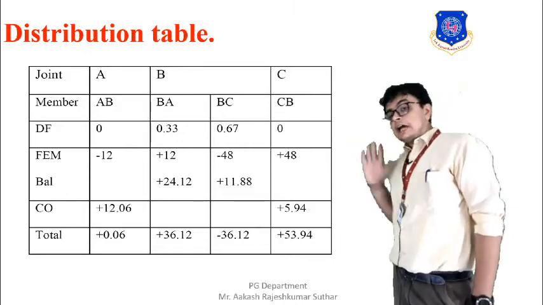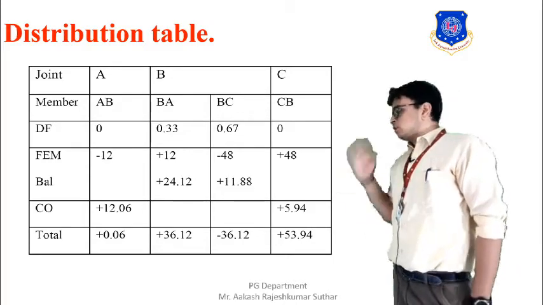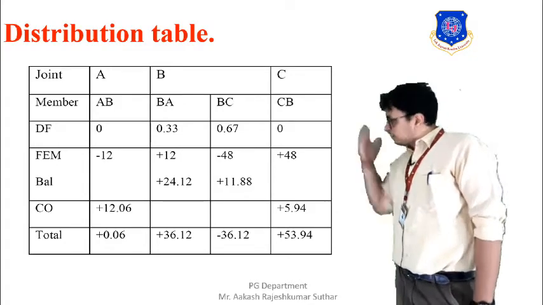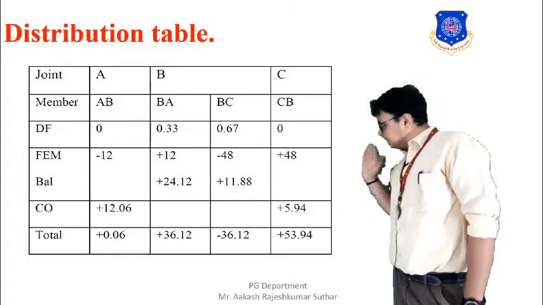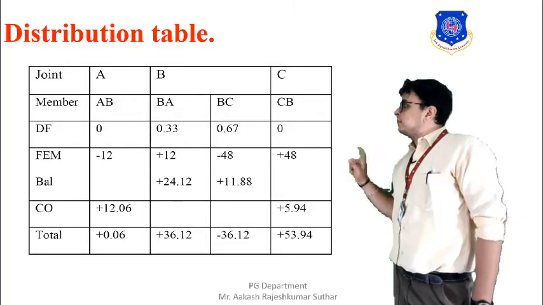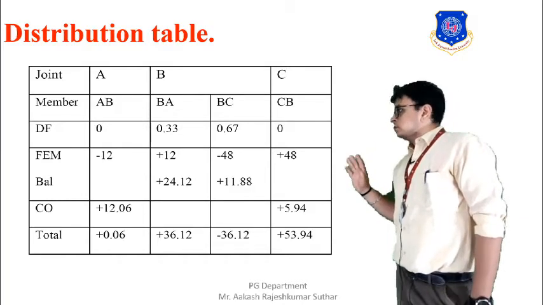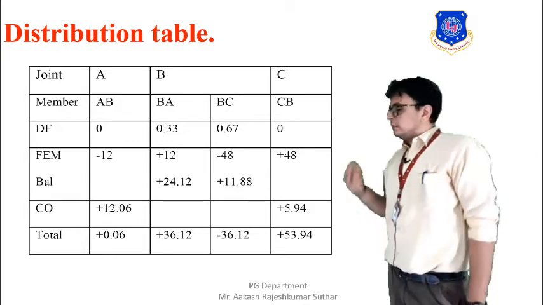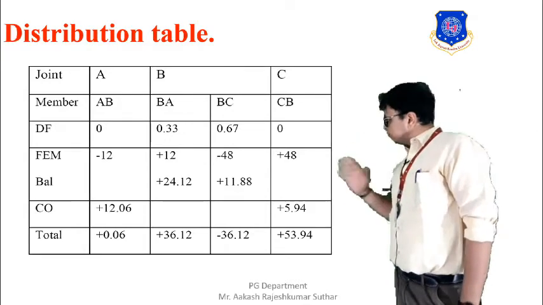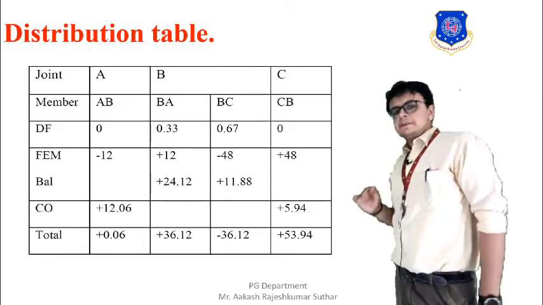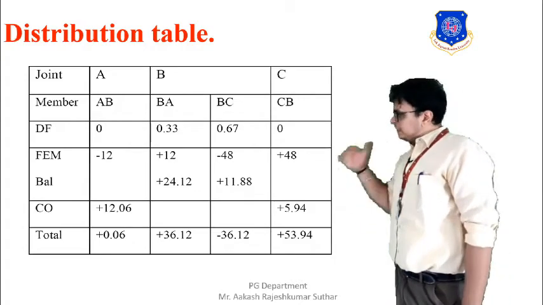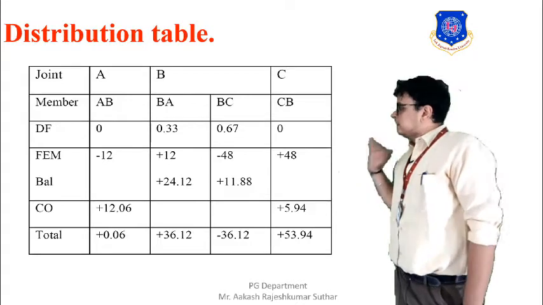Okay, we are now at joint B only, because B is the only joint to which members are connected. At joint A and at joint C, there is only one member, there is no other member. So there the carryover process will not take place. The carryover distribution will take place only at joint B.